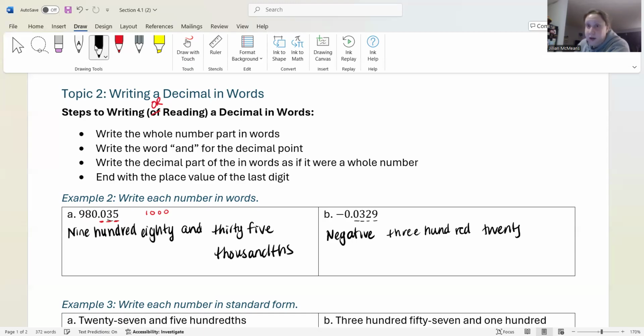So 329 and every other aspect is just 329. So we're going to say 329. And then we want to make note of the place value of the last digit. So if we look at the number of place values, or the number of digits, we have after the decimal point, we have 1, 2, 3, 4. Well, what power of 10 has 4 zeros? That would be 10,000. So this is negative 329 ten thousandths.